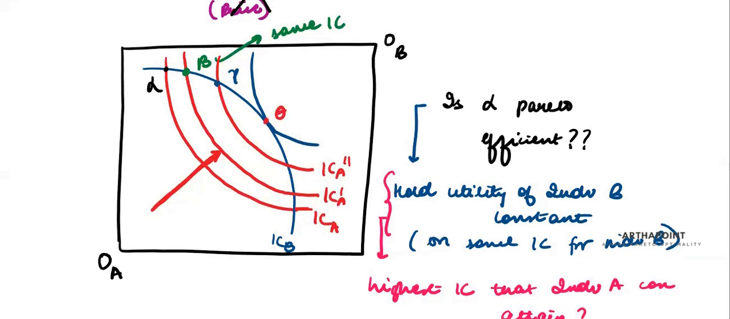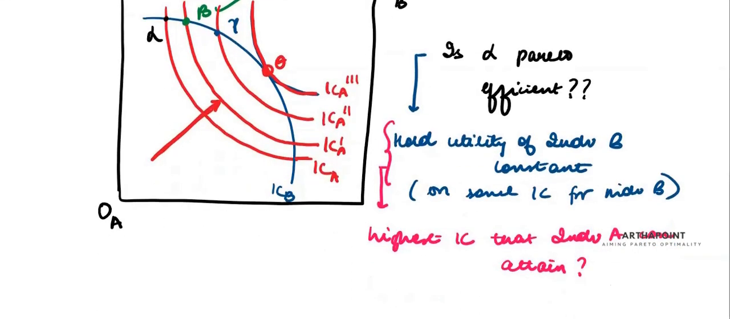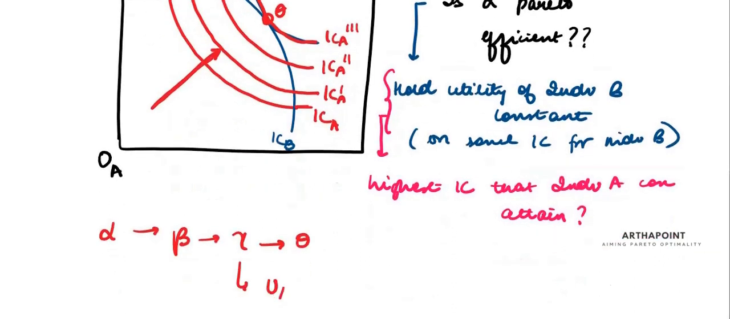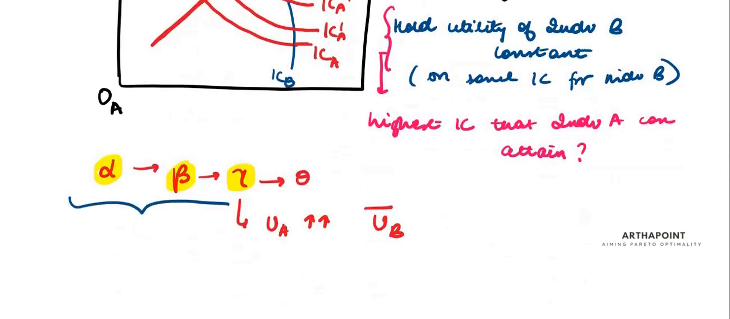Yes, this is A, okay. A is able to go on a higher indifference curve. B is on the same indifference curve. So, because you could go from alpha to beta to gamma to theta, such that the utility of individual A kept on increasing without changing the utility of individual B, these points where you kept on increasing the utility of individual A were Pareto improvement points. You're able to improve, they're not efficient.